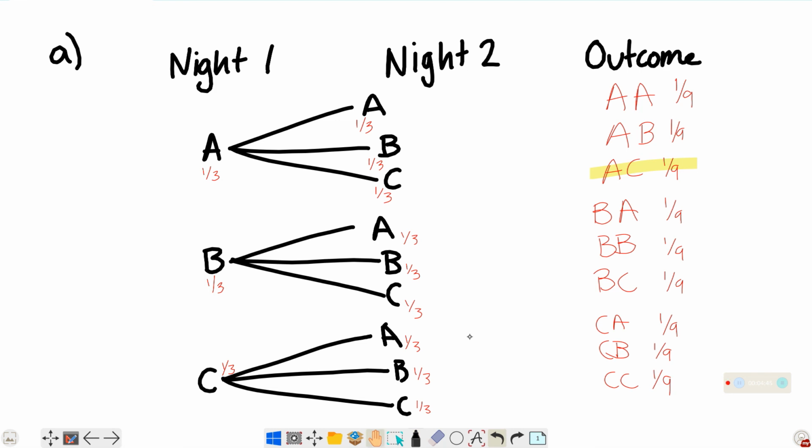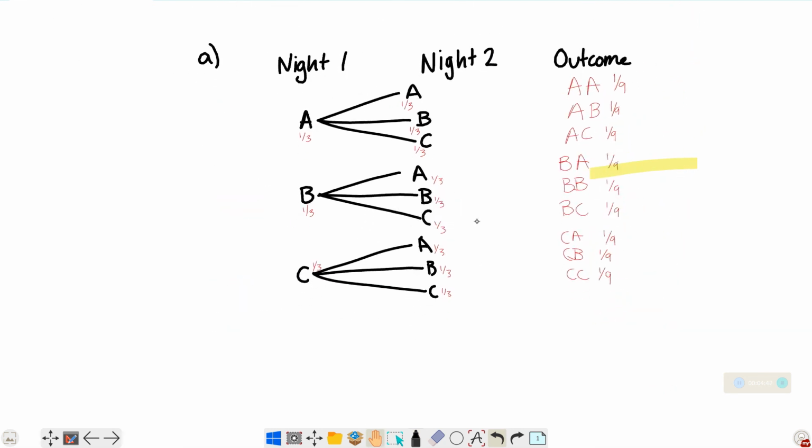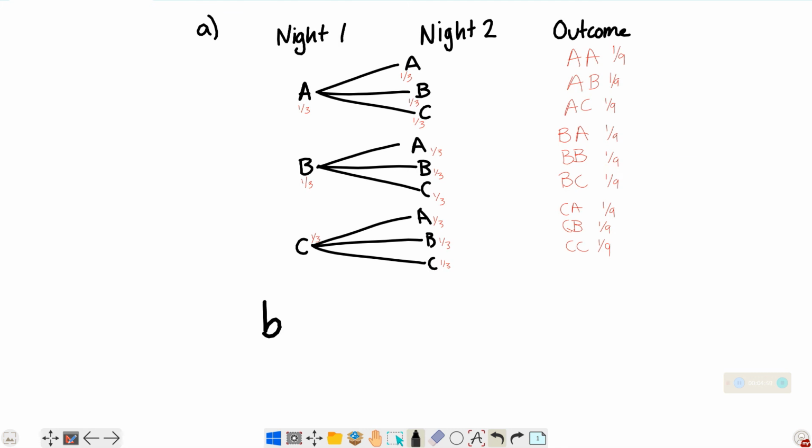So for part B, we would say that the probability is the same for both.